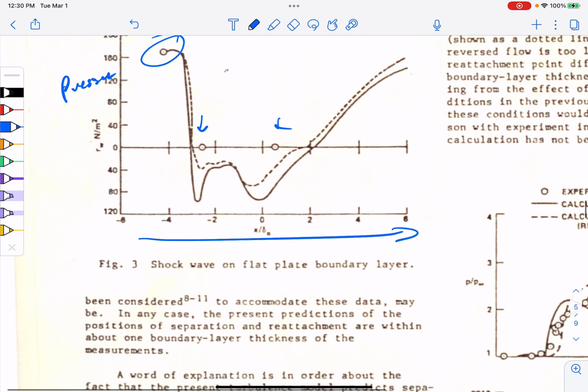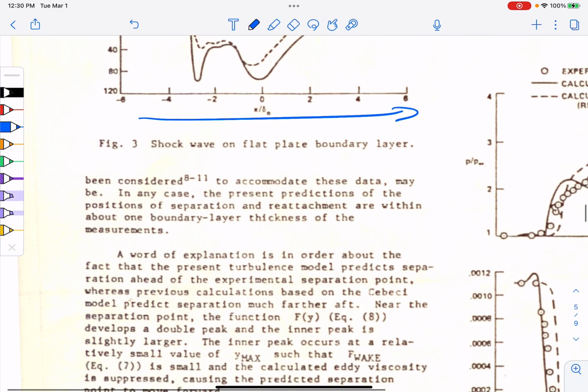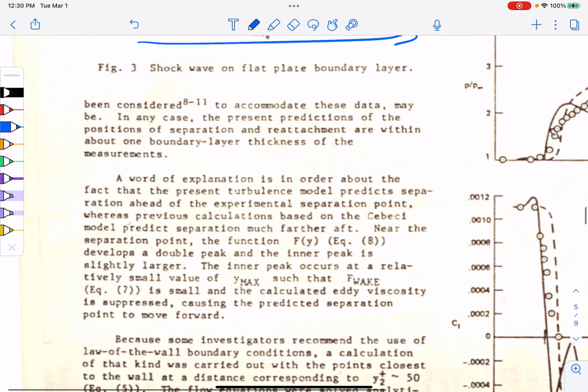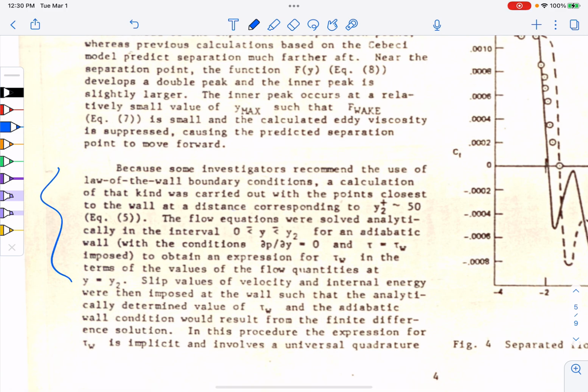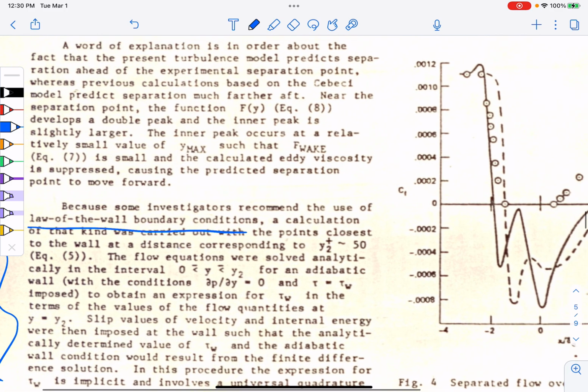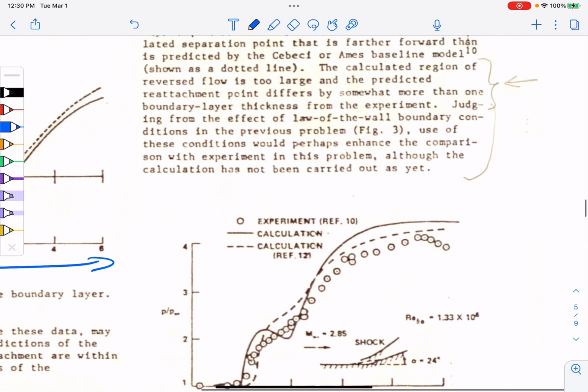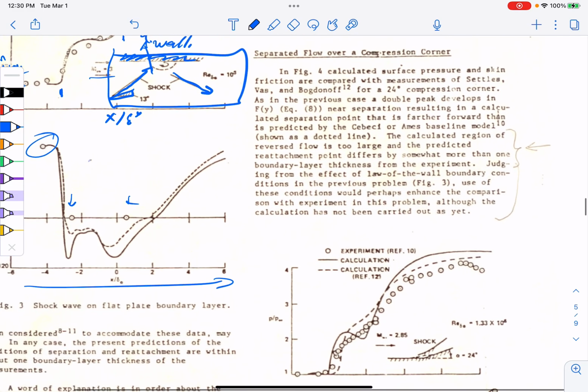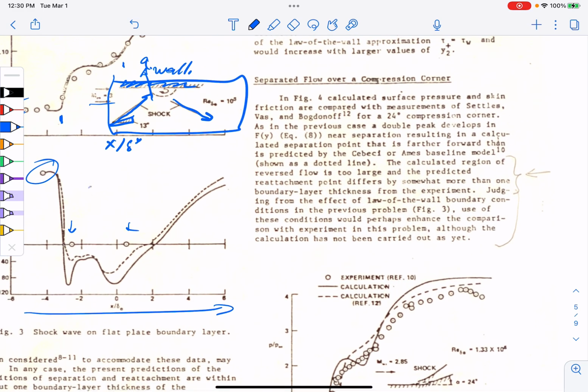Okay, let's look at a few others. He notes in here that he mispredicted separation, and that's where Johnson and King are going to come up. This paragraph down here, he explains all the law of the wall stuff if you want to read about that. And now let's look at a third experiment. Separated flow over a compression corner.